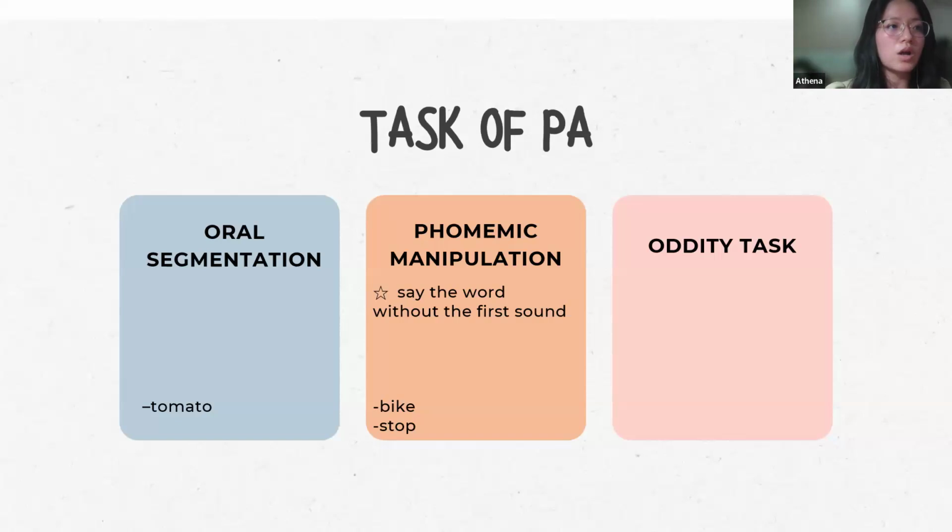The first one is the oral segment. For example, tomato. How do you segment tomato? How do you teach students to separate the syllables? What are the methods you have? How do you make them aware of the elements within the word tomato? How?